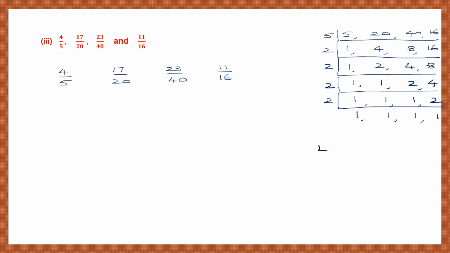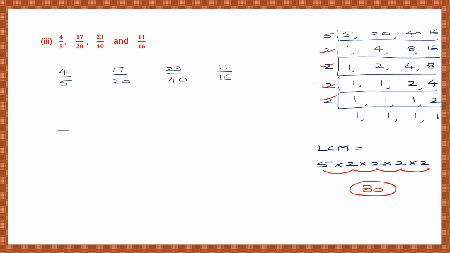So now we can find the LCM. So let's multiply all these numbers. So we have 5 into. Now how many 2s do we have? 1, 2, 3 and 4. 4 2s. So let's multiply the 4 2s there. So let's multiply all these. 5 2s are 10. 10 2s are 20. 20 2s are 40. 40 2s are 80. So the LCM is 80. So the denominators for all the fractions will now be 80.